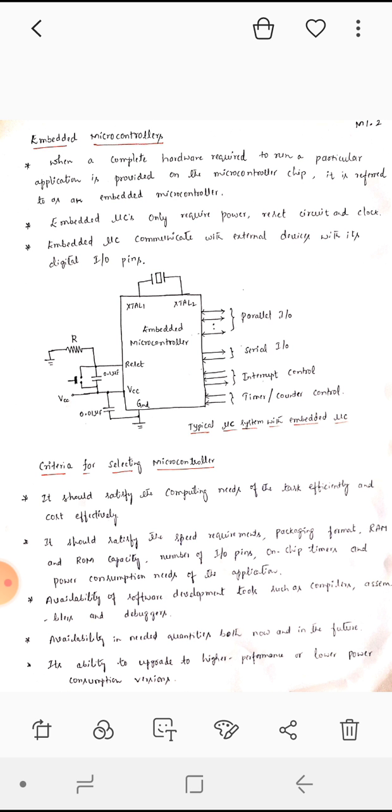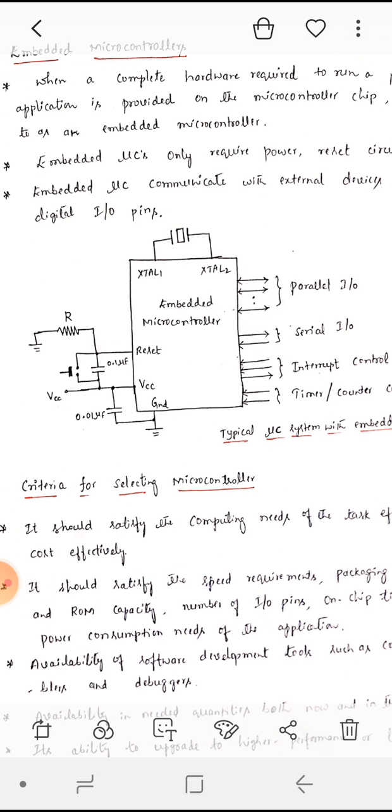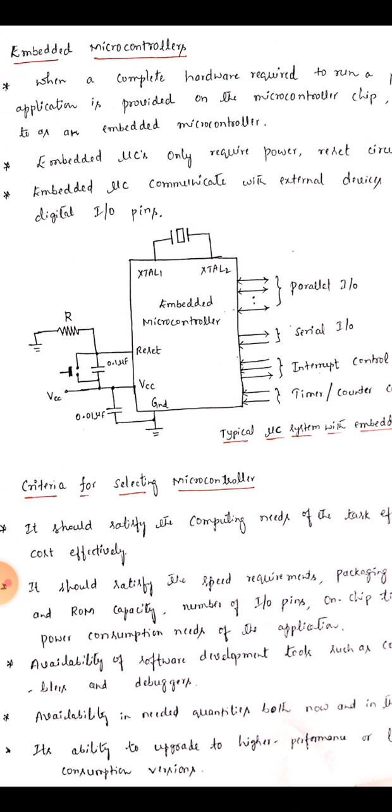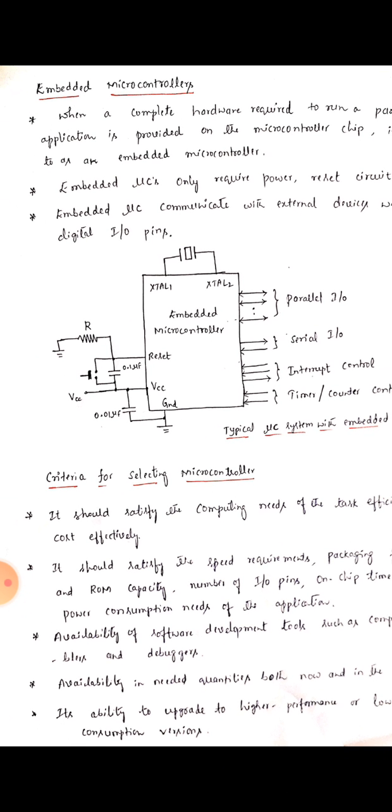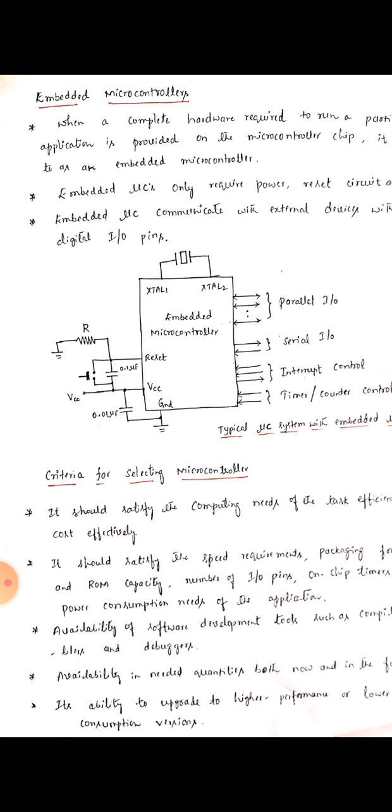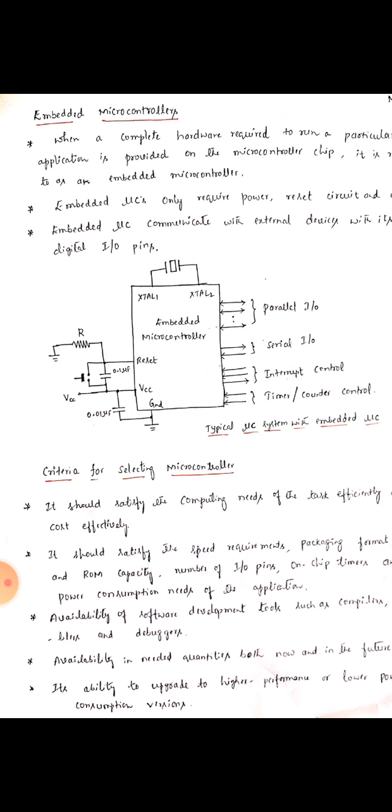So a simple block diagram we have shown, the representation we have shown here. You have an embedded microcontroller where the whole hardware is put up on your chip, and you can communicate with the external devices with your digital I/O pin like parallel I/O, serial I/O, interrupt control, timer and counter control. Done. So the next topic we have is criteria for selecting a microcontroller.